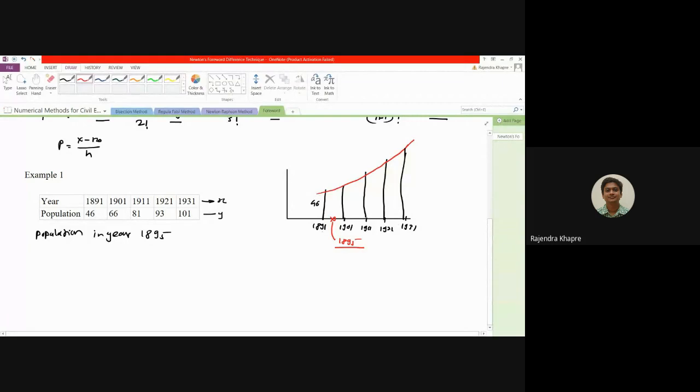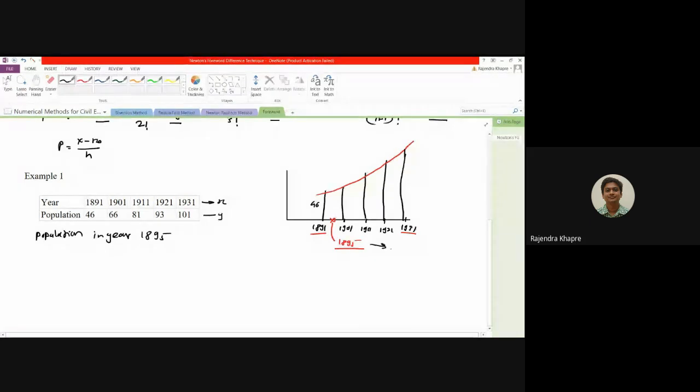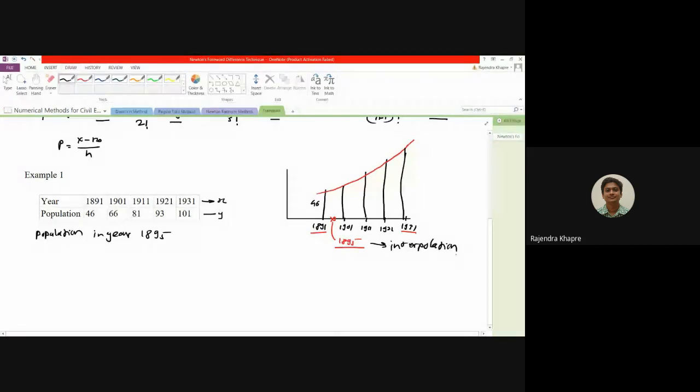Now you see the data of 1895 lies within the data set. We have a data set from 1891 to 1931, so this value lies between the given data set. That is why we will call this interpolation.